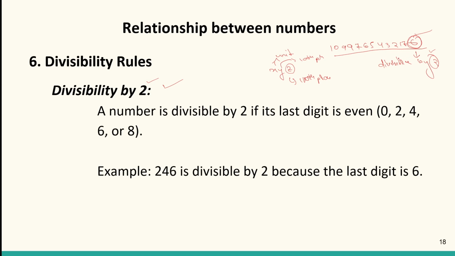Okay, so for example, another example is 246. Here the last digit is 6 and that is actually divisible by 2. So the whole number is actually divisible by 2.